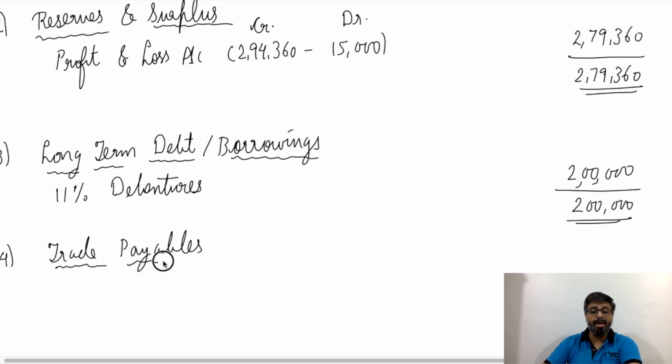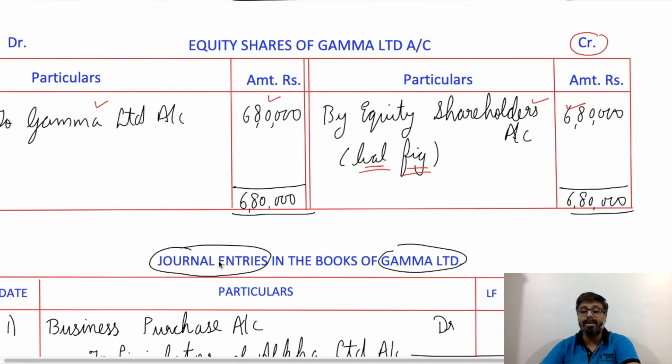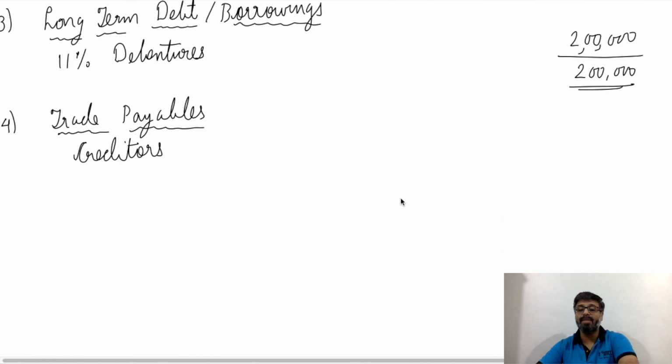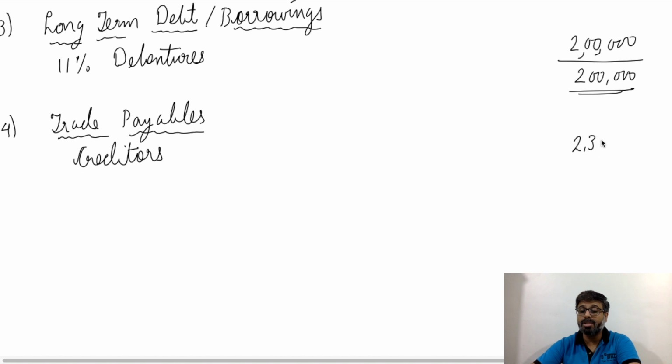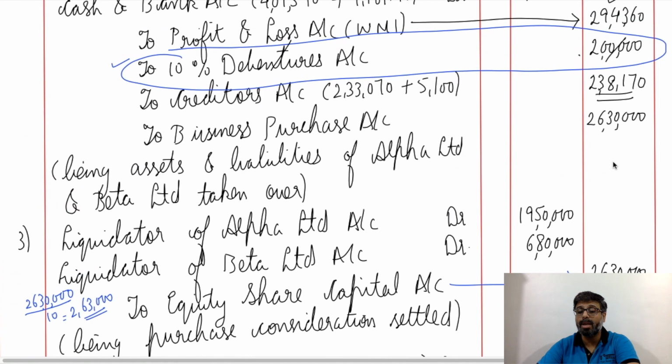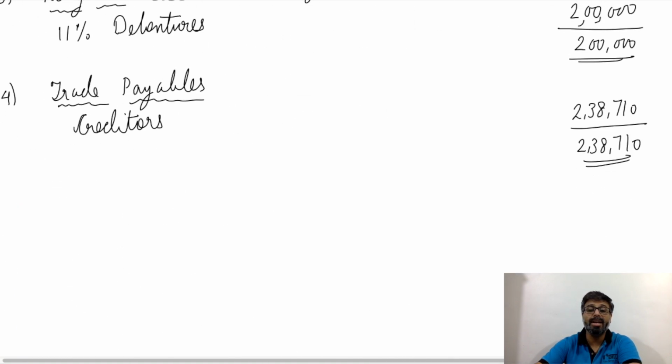Now trade payables included creditors and bills payable. Here we have creditors, so we will mention creditors from the second entry. All of you can see creditors in the second entry are how much? 238,170. So that will come in trade payables. Creditors 238,170, total also 238,170, from the second entry. Every note will come from the entries in the books of Gamma Limited.